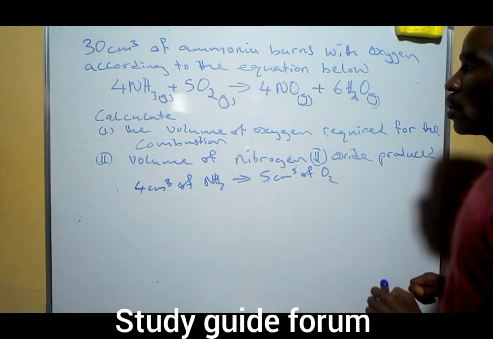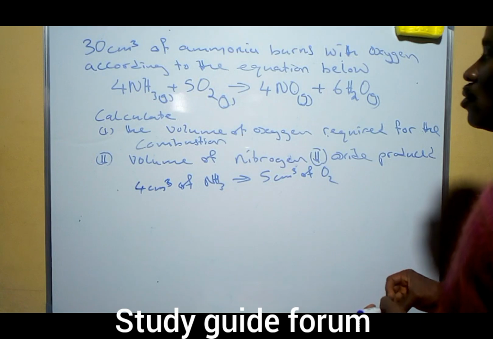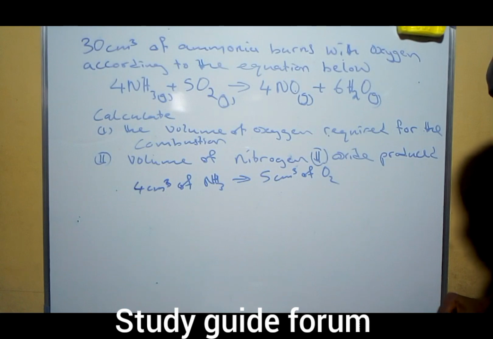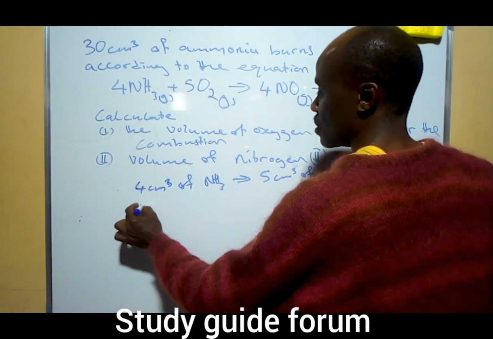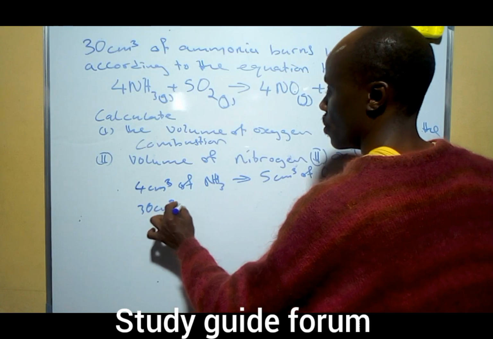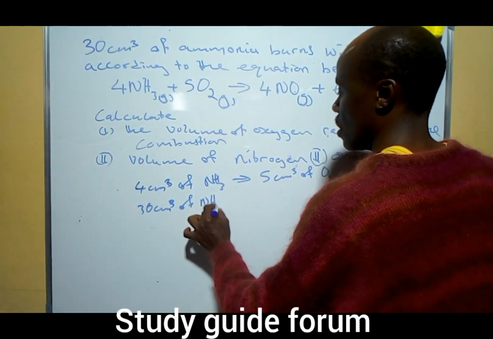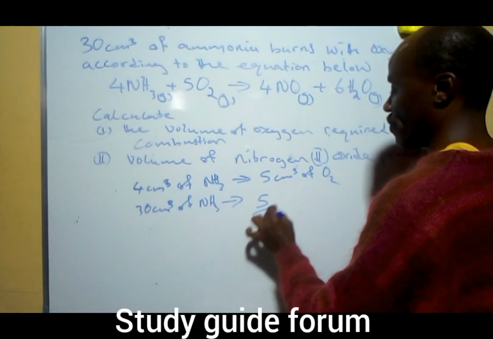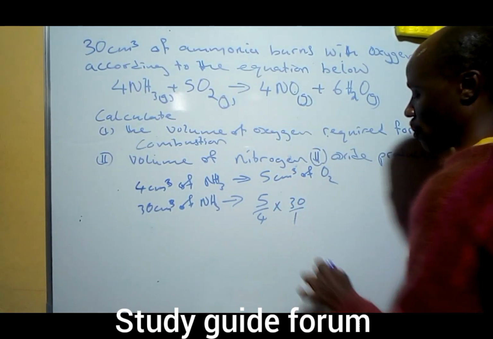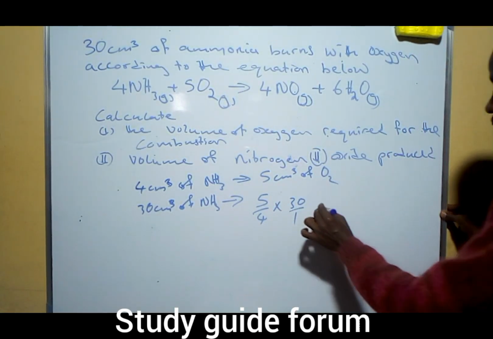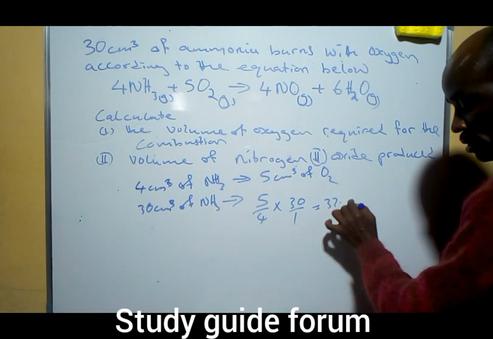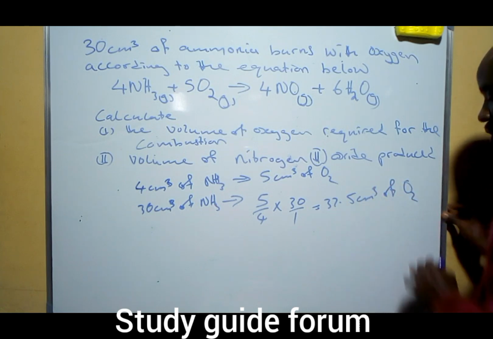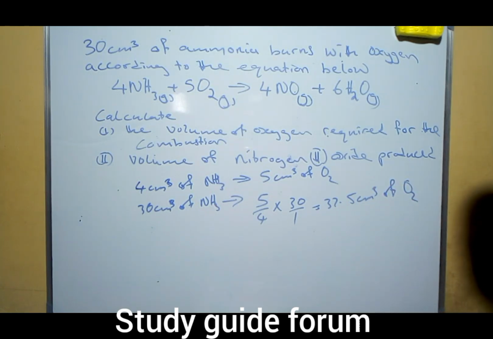Oxygen. So in that case, since we are looking for the volume of oxygen that will bond completely with 30 cm³ of the gas, what we'll do here is that 30 cm³ of ammonia will then be 5/4 times 30/1. So that will give us 37.5 cm³ of what? Oxygen that will be needed.